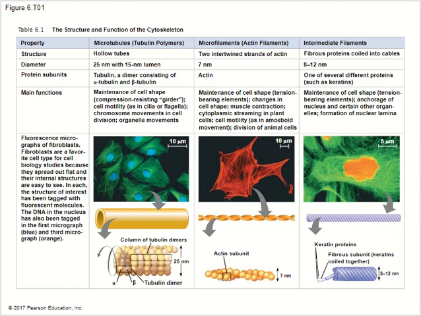Microfilaments are for maintaining cell shape. They add tension-bearing elements, which helps in changes in cell shape, muscle contraction, cytoplasmic streaming in plant cells, cell motility as in amoeboid movement, and division in animal cells. And then intermediate filaments are again used for cell shape. They add tension-bearing elements. They anchor the nucleus and other cell organelles, and they are part of the formation of the nuclear lamina.